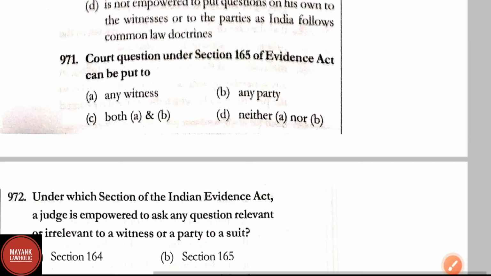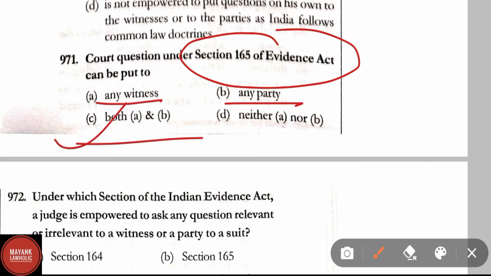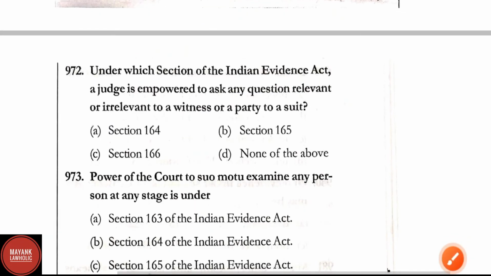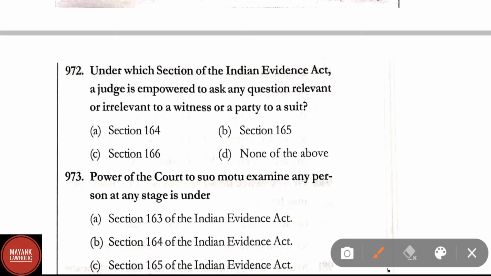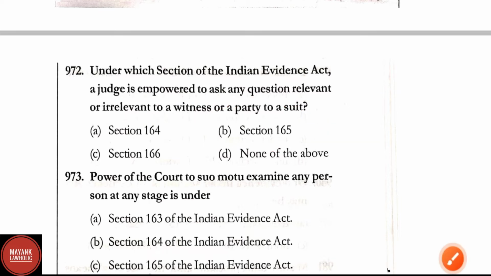Question number 971. Court question under section 165 of the Evidence Act can be put to, the correct answer is any witnesses, any parties. C is the correct answer. Question number 972. Under which section of the Indian Evidence Act is a judge empowered to ask any question relevant or irrelevant to a witness or a party to a suit? Here the correct answer is option B, that is section 165.